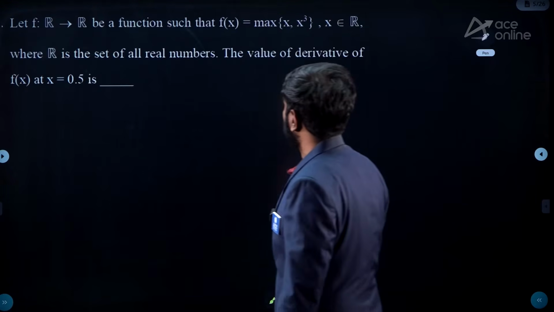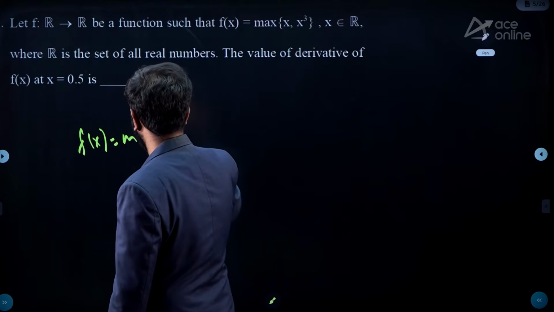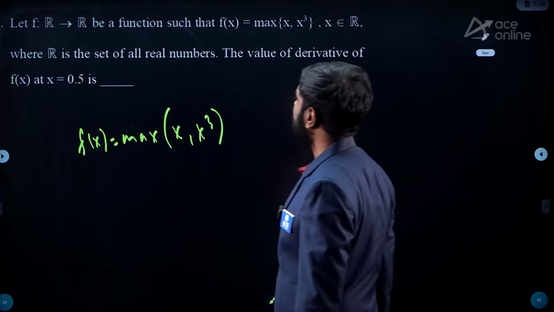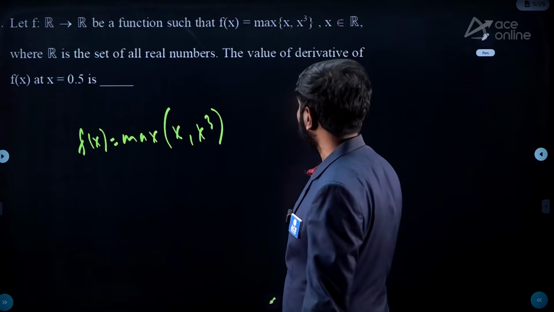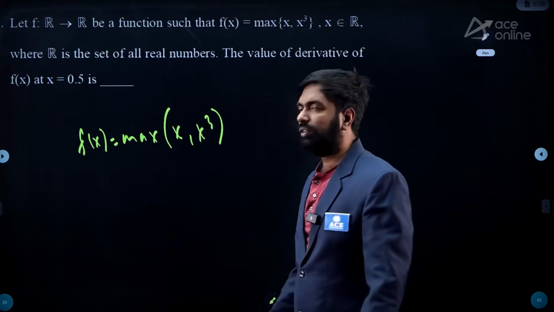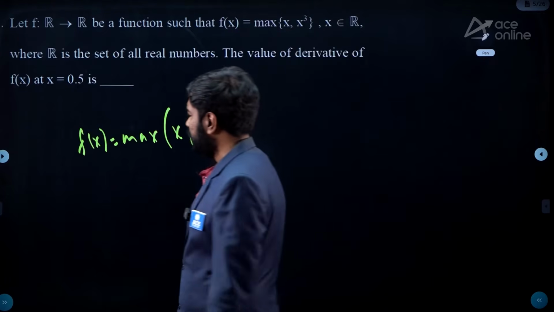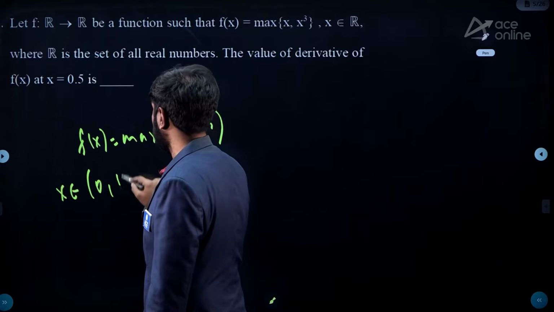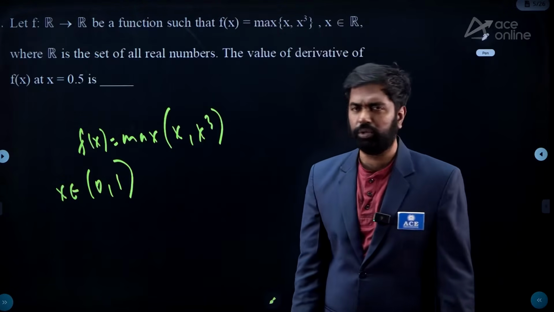They gave a function which is max of. How is f of x defined? It is the maximum among x and x cube. And then the value of the derivative of f of x at x equal to 0.5. Let us take one interval, because 0.5 lies in this interval, 0 to 1. 0.5 lies between 0 and 1.